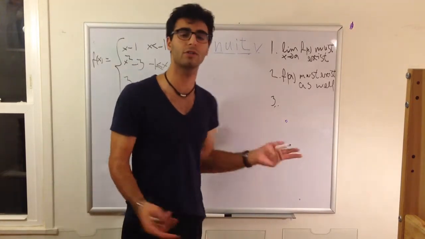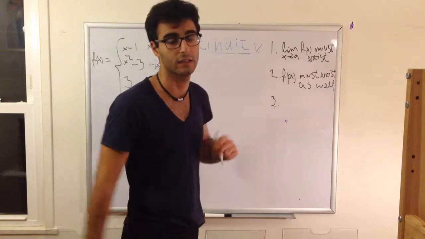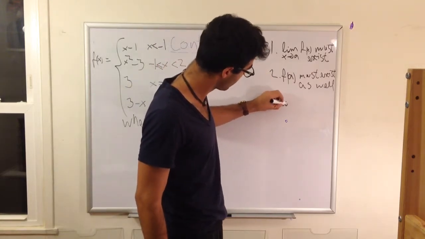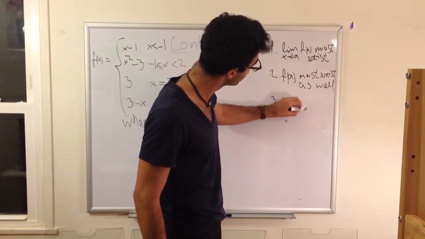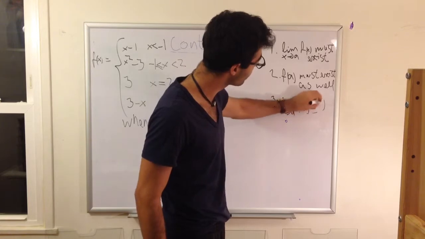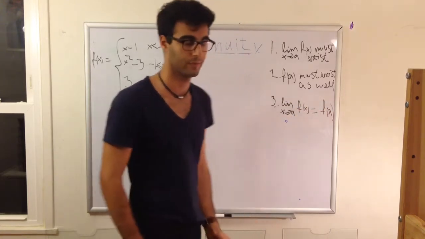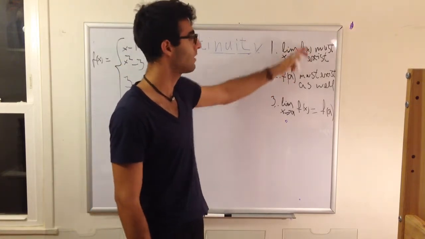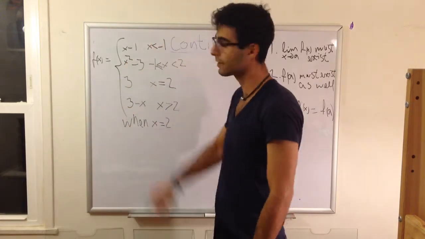Okay. Third condition. The third condition is pretty much combining both the first and the second conditions together. It says the limit as x approaches a of f of x is equal to f of a. That's it. So this value must be equal to that value. And let's see whether that's going to happen in this case.